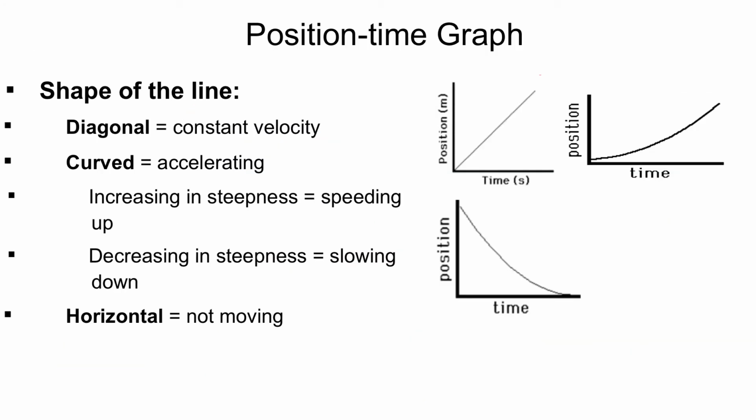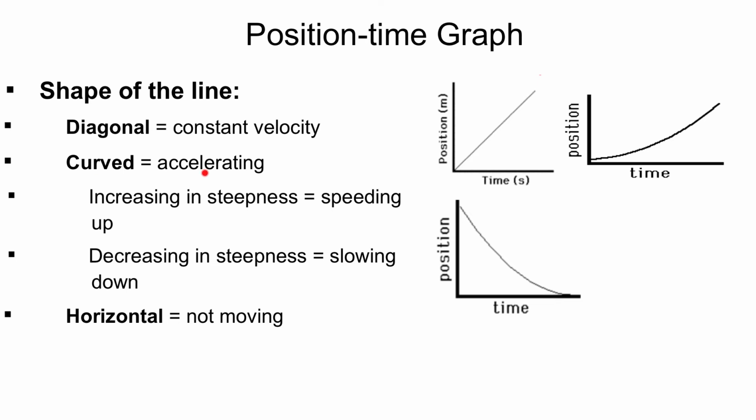Next up, we're going to look at the shape of the line and what that tells us. We'll see 3 shapes. First is a diagonal line. This is going to tell us constant velocity, like we just worked out with slope. When we find the slope of a diagonal line, that's telling us that it's maintaining that velocity for that duration of time. So if you're just quickly glancing at a graph, whenever you see a diagonal line, you'll know that it's going at a constant velocity.